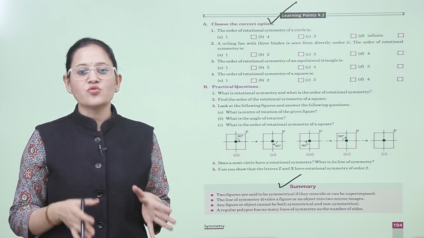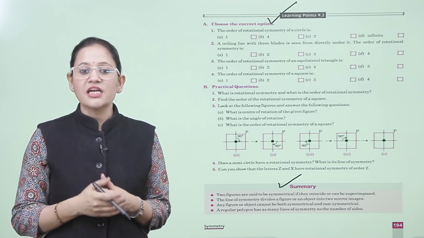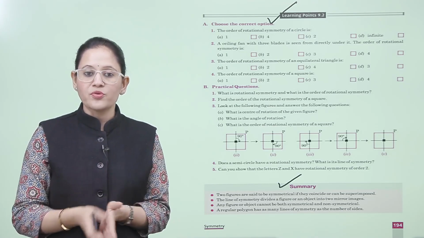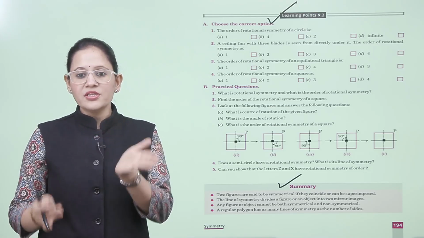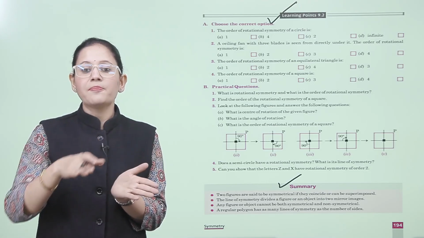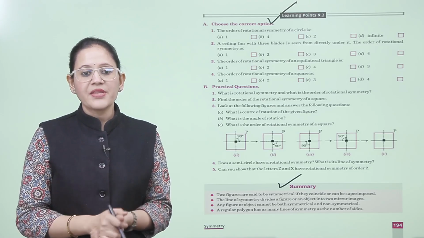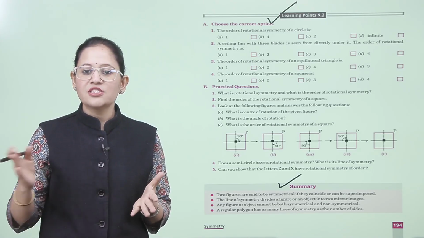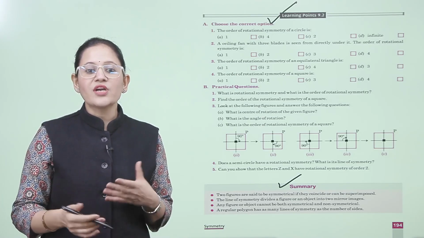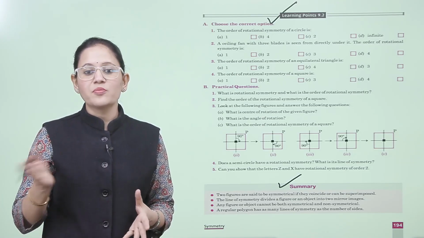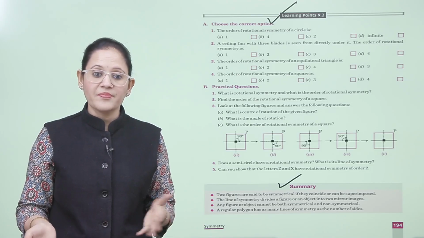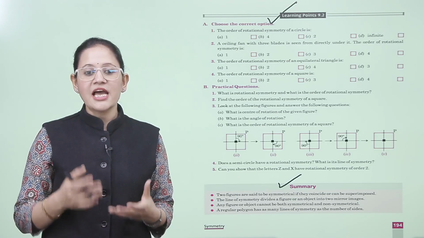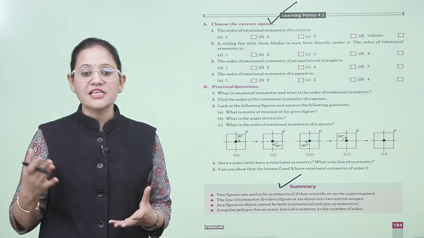Two figures are said to be symmetrical if they coincide or can be superimposed. That means we can put one part on another and it will completely overlap. The line of symmetry divides the figure or object into 2 mirror images. Any figure or object cannot be both symmetrical and non-symmetrical. A regular polygon has as many lines of symmetry as the number of sides.